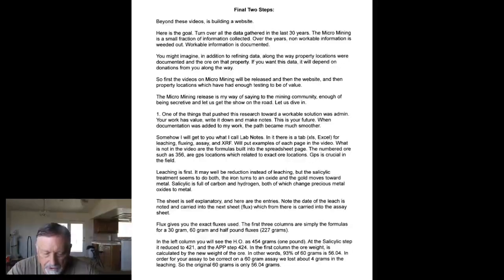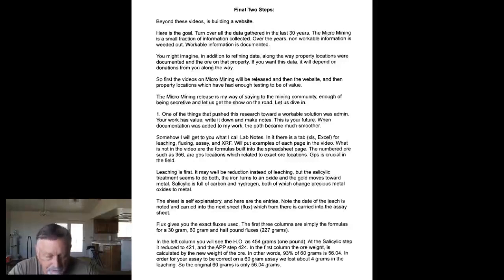In it, there is a tab, and it's an Excel program or an XLS file for leaching, fluxing, assay, and XRF. We'll put examples of each page in the video. What is not in the video are the formulas built into the spreadsheet page. The numbered ore, such as 356, are GPS locations which related to exact ore locations. GPS is crucial in the field.